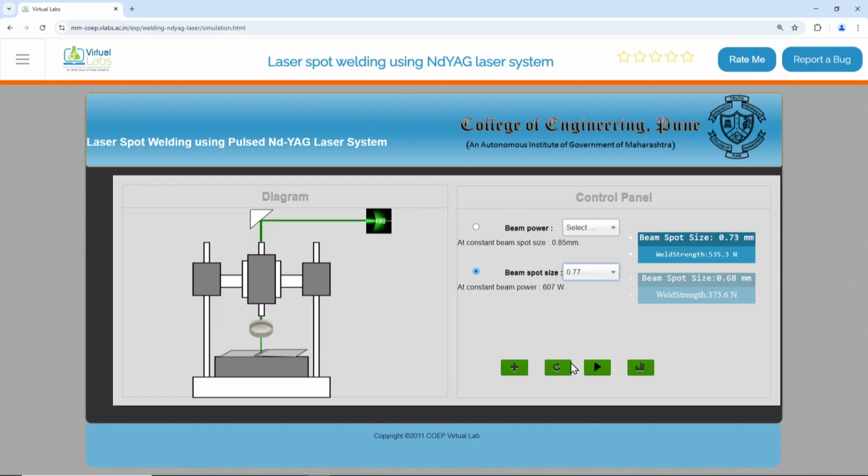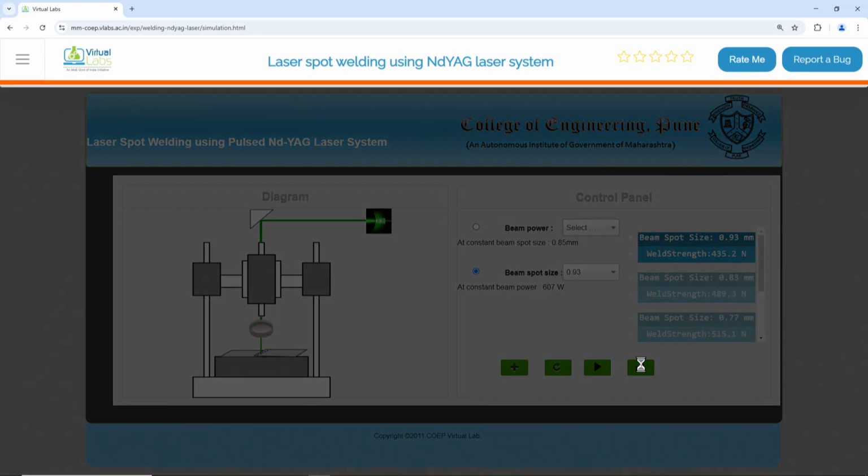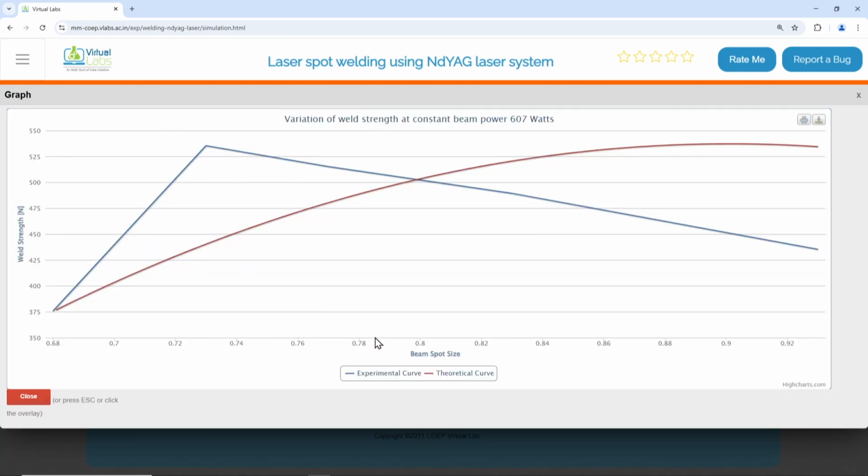Another spot size I will pick 0.77, add. Another spot size of 0.83 I will add, and 0.93 also I will add. Let me try to see the graph. So here, depending upon the beam spot size, you see experimental and the theoretical.